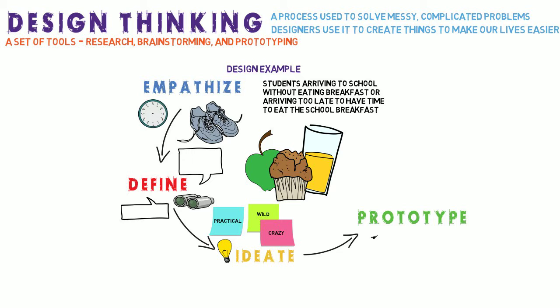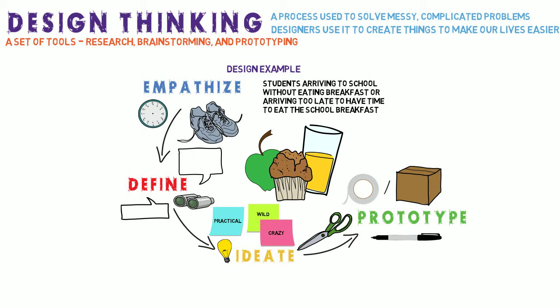In this stage, the student designers make real-life versions of their ideas. Depending on the design concept, they might make a physical prototype, perform a role play, or outline a system. The designers do this to see how their design will work in real life.